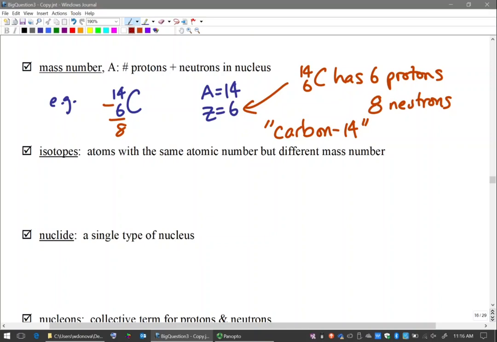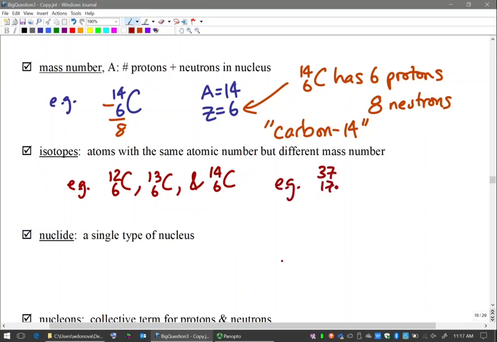Isotopes. Isotopes are atoms with the same atomic number but different mass number. So for example, carbon-12, carbon-13, and carbon-14 are 3 isotopes of carbon. We could have, say, chlorine-37 and chlorine-35. Those are 2 isotopes of chlorine in naturally occurring chlorine.